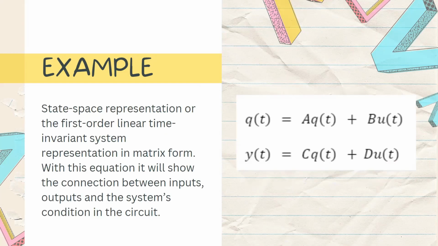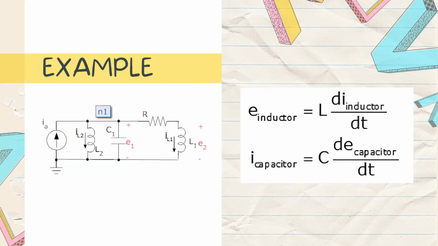Q is a state vector, A is a state matrix, B is input matrix, U is input, C is output matrix, D is direct transition matrix, and Y is output. Next. This is a diagram to find the state space representation. Before we do the calculation, we need to choose the voltage across the capacitor and the current through the inductor as state variables. Using these two formulas, we can get the state space representation.